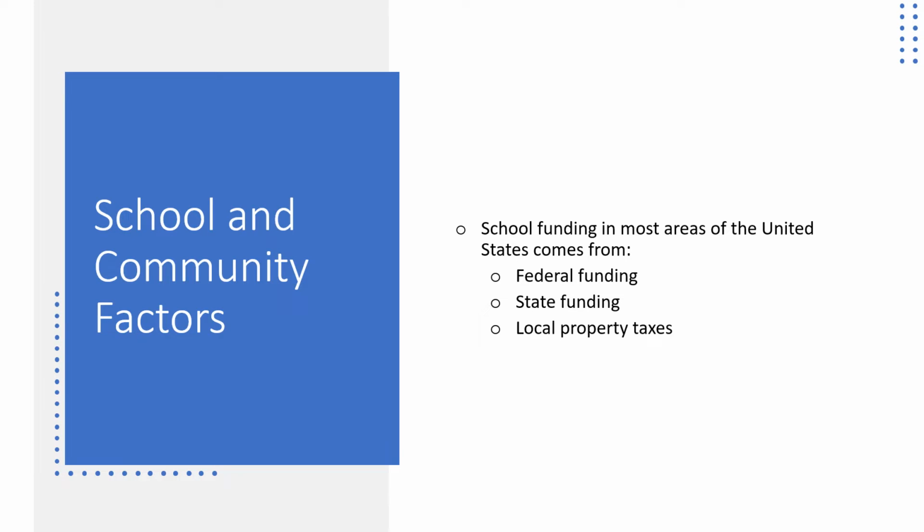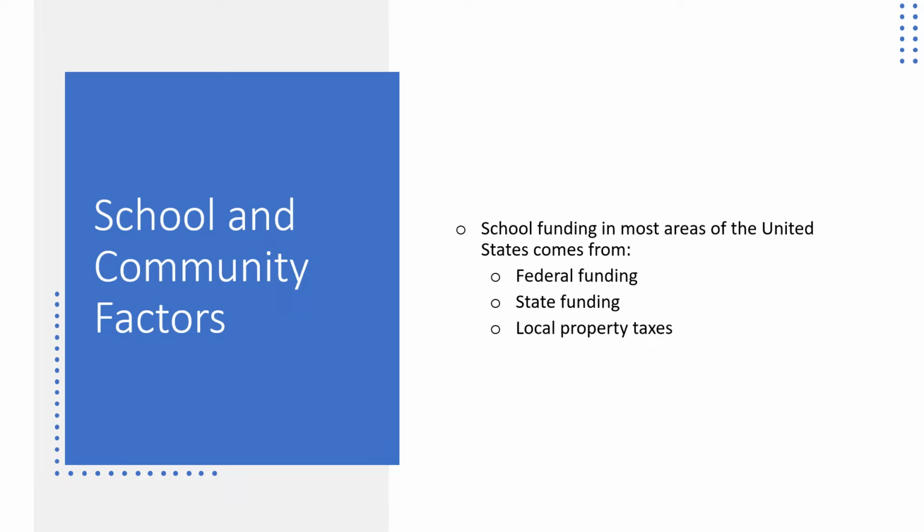Let's think for a minute about school and community factors. You are probably aware that school funding in most areas of the United States comes from three sources: federal funding, state funding, and local property taxes. However, you may not be aware that federal funding is actually a small part of the school's budget. State funding and local property taxes make up the majority of the school's budget.